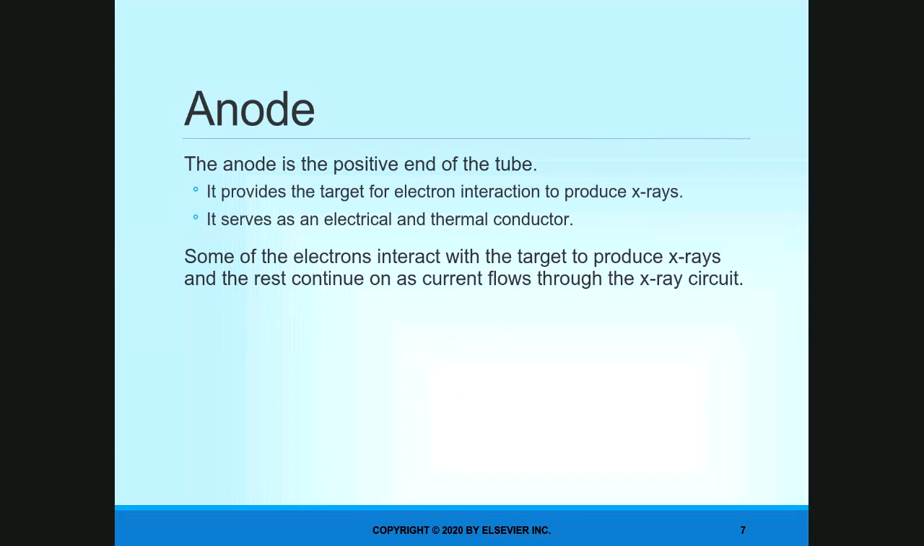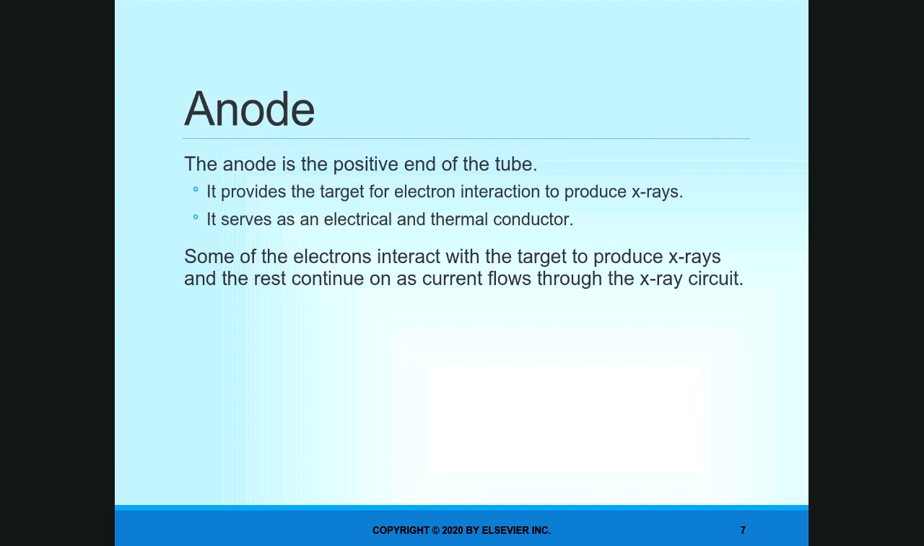Now, let's look in depth at the anode. So we said the anode is the positive electrode of the tube, okay? And the purpose of the anode is to provide a target for the electrons to interact with. This is actually the precise area where the X-ray photons are produced. So what happens is you get electrons from the cathode and they stream over to the anode, okay, and they smash into an area on the anode called the focal spot.